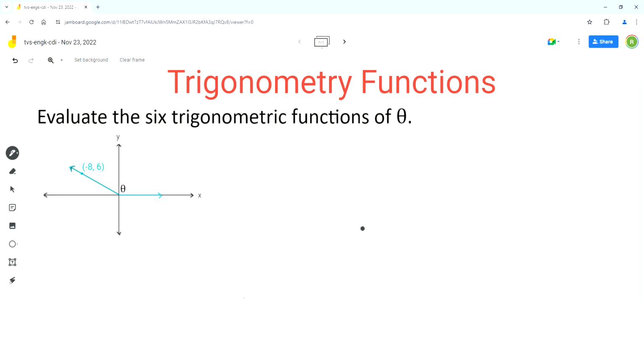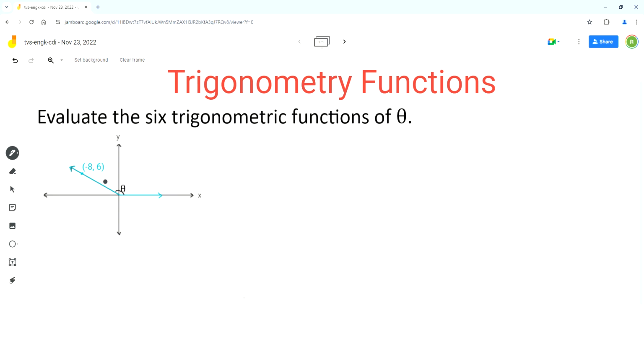So in this video, we'll solve this problem using the concepts of trigonometry functions. As per the problem, evaluate the 6 trigonometric functions of theta. We are given this diagram in which this angle is theta. We are given a point on the terminal arm -8, 6. And we have to find the sine, cos, tan, secant, cosecant and cotangent theta for this point.